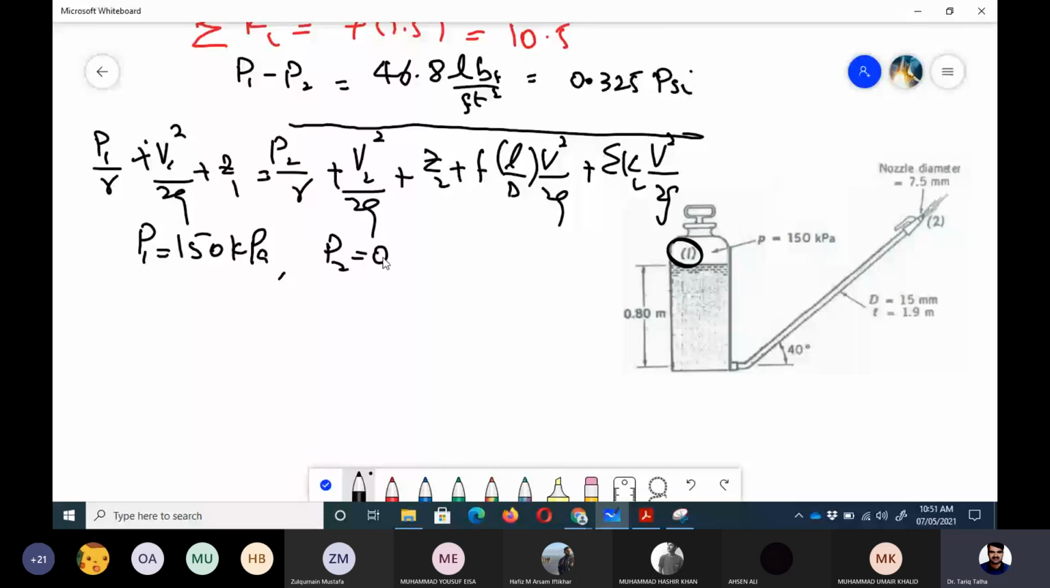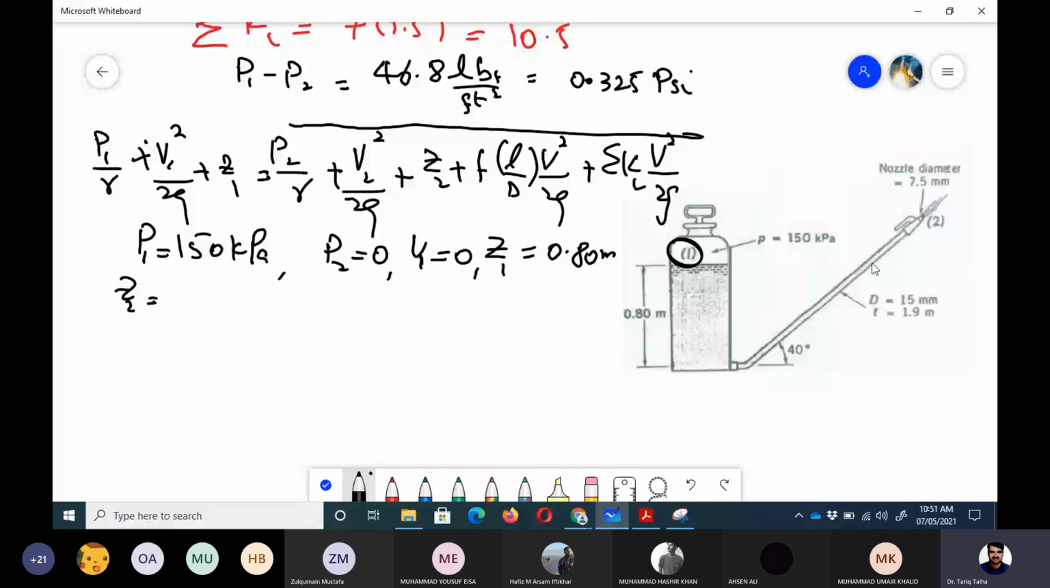So P2 is equal to 0. Then V1 can be equal to 0, because we can say that this is a large container. So V1 is equal to 0, and then we have got the Z1 value. Z1, if you see, is 0.8 meter.